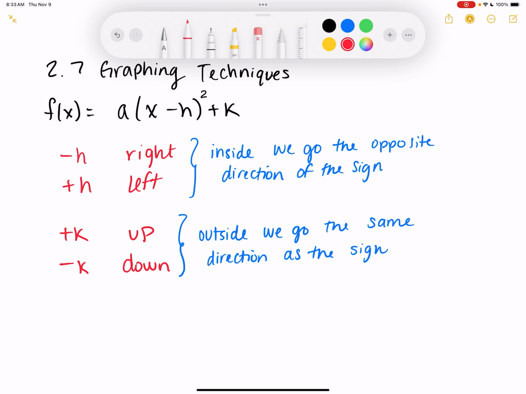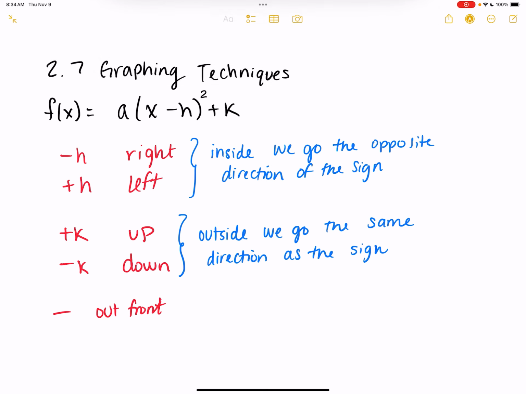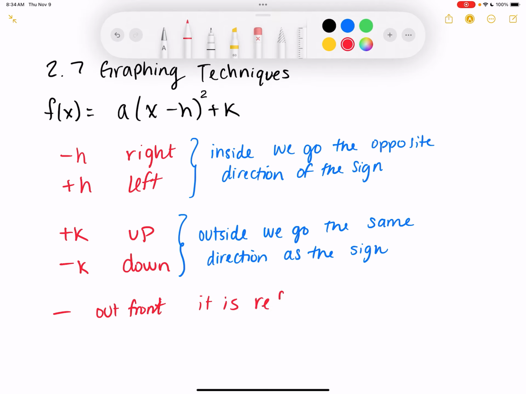Now, if there is a negative out front, so in front of a, then we say that it is reflected. So if there were to be a negative sign there, then the function would be reflected from what its parent function is.